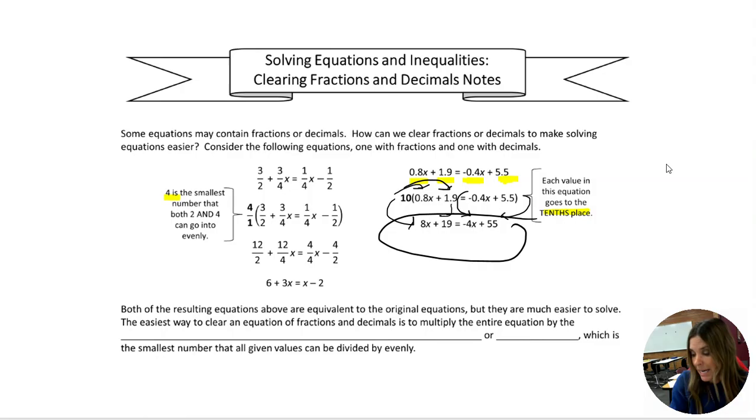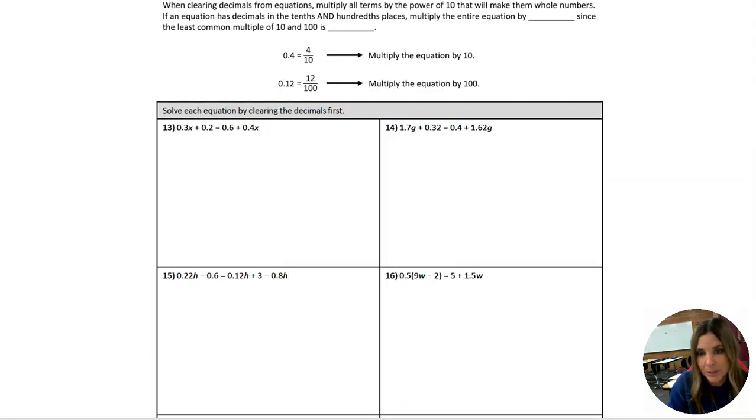This skill would come in handy, especially if you don't have a calculator. And sometimes, to be honest, it's a lot quicker to just do the math by hand versus typing everything into a calculator. So let's go to some of the practice problems where we clear decimals.